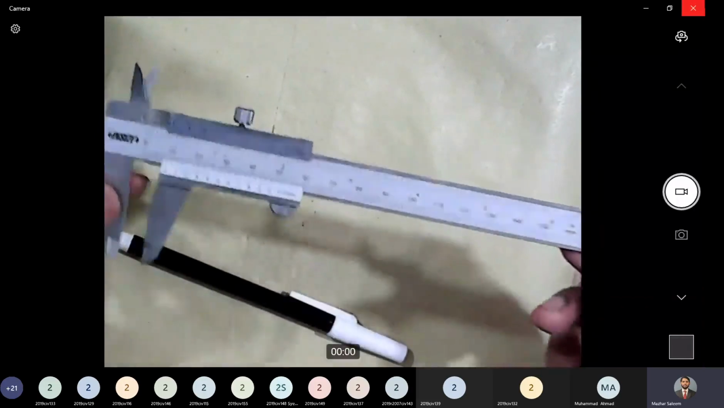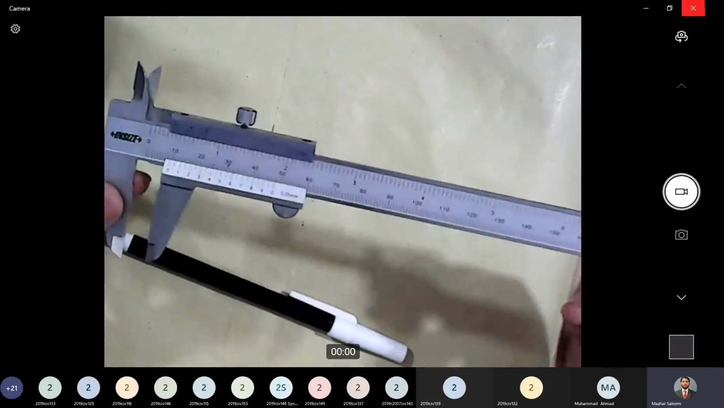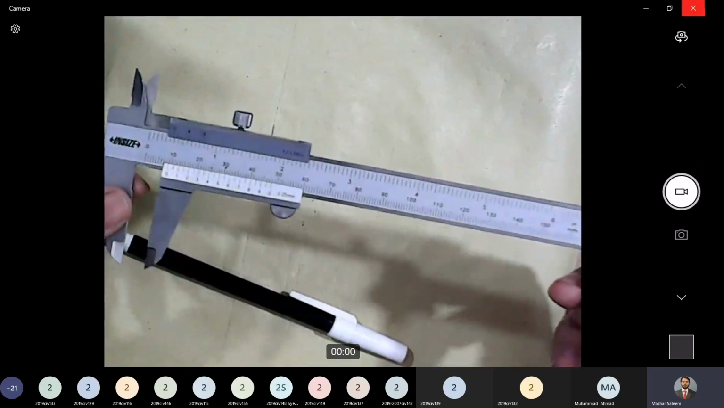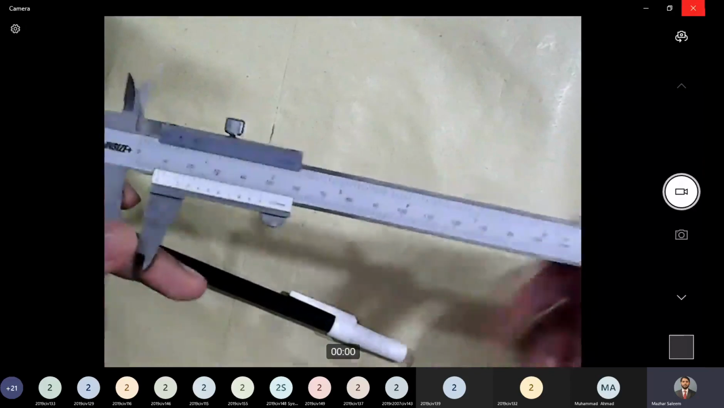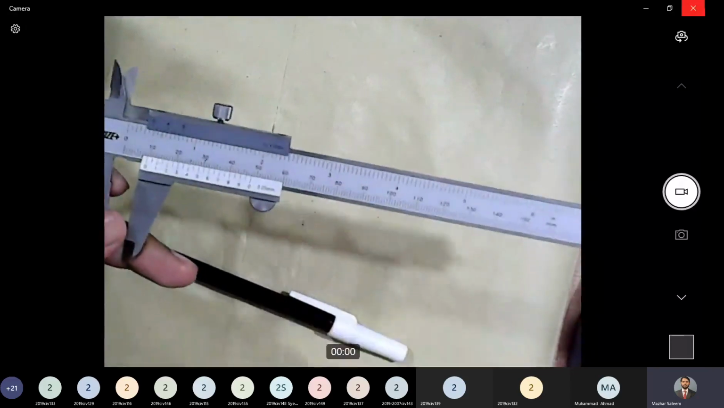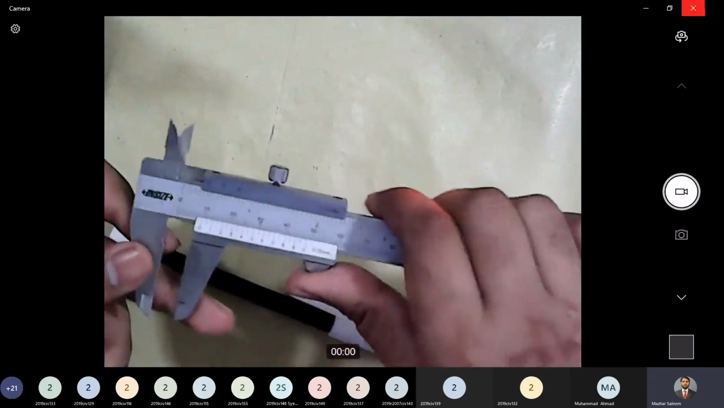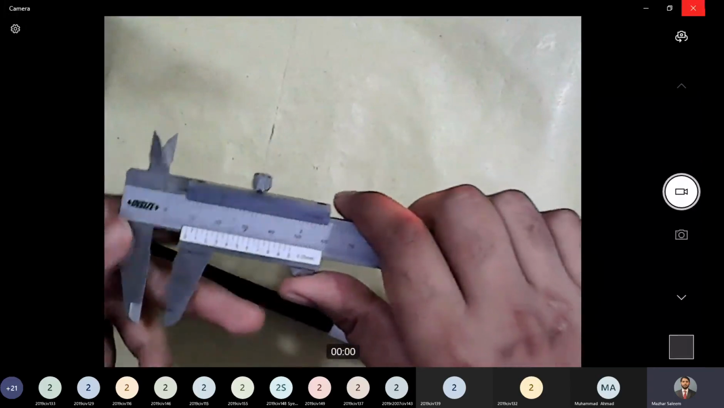So these are some parts of vernier calipers and least count and its range. In a short while, we will see exactly how to read any measurement from vernier calipers. We will use the images that I have already shared with you guys.